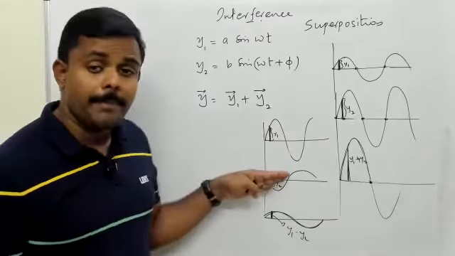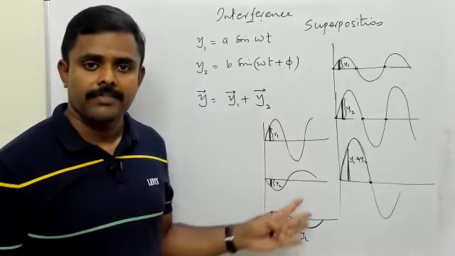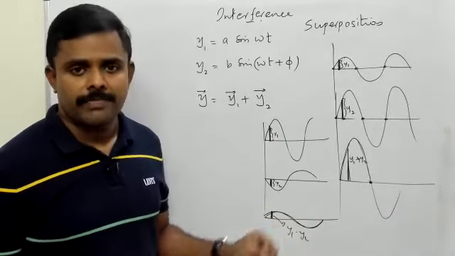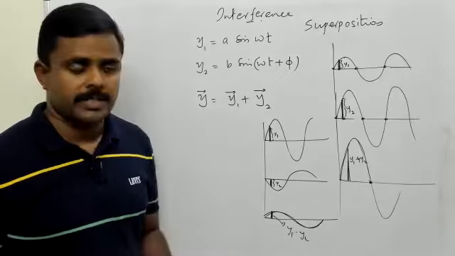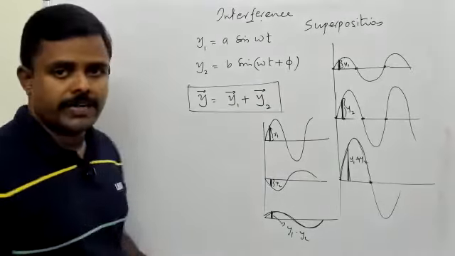And if they have perfectly the same amplitude, for example, this is y, this is y, what will happen? y minus y will be 0. You will have perfect destructive interference, perfect destruction. So this is the principle of superposition. Vector y is equal to vector y1 plus vector y2.